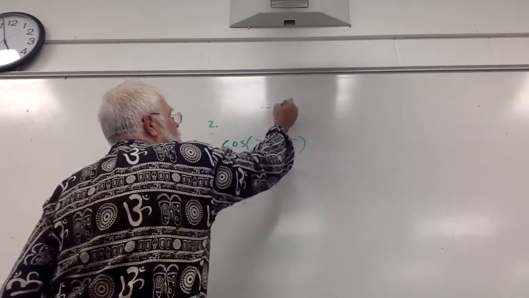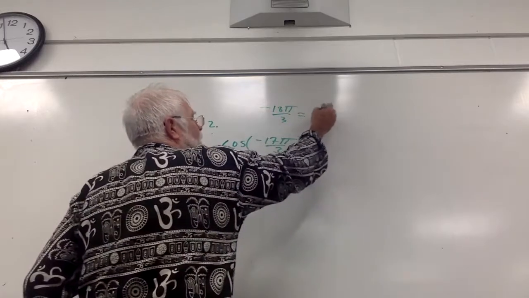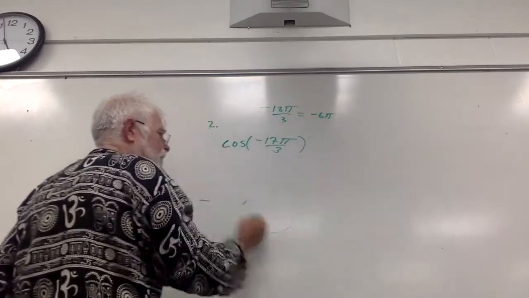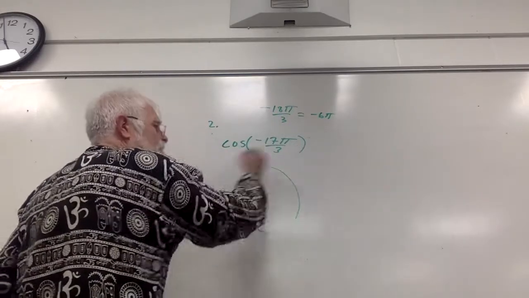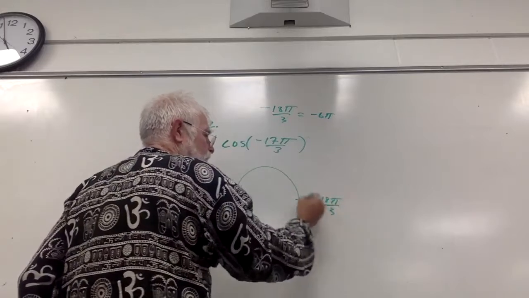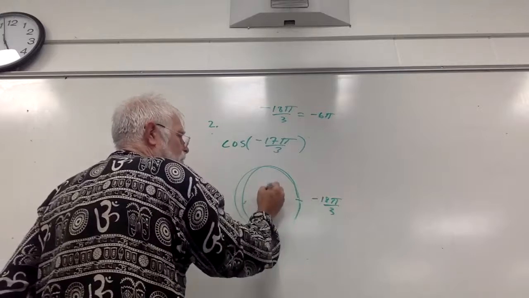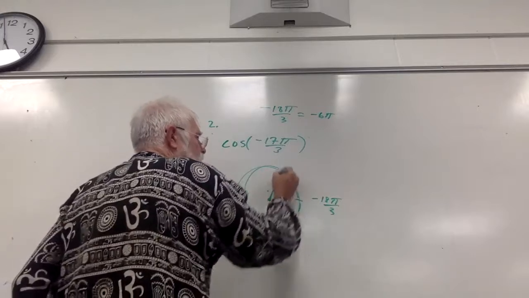Okay, I know that's close to negative 18 pi over 3. Negative 18 pi over 3 is minus 6 pi. So I'm going in this direction. And here's minus 18 pi over 3. Right, I'm going in this direction. So 1 less would be right about there.